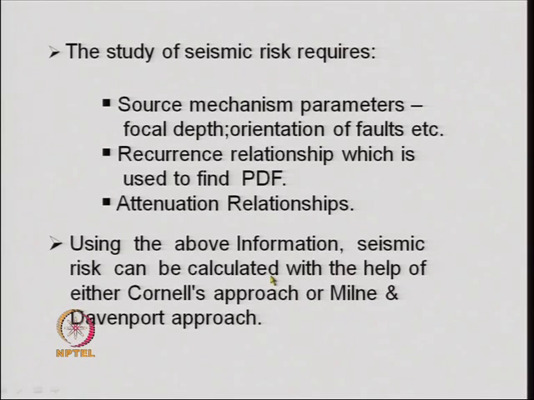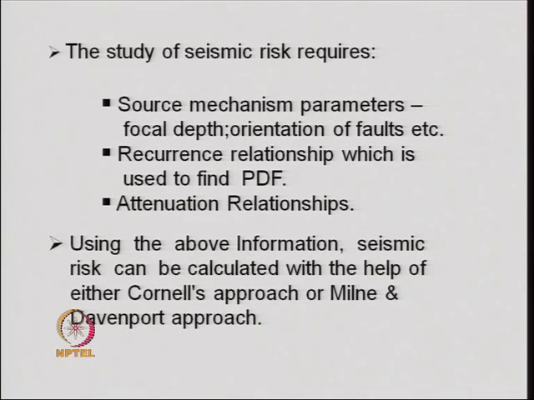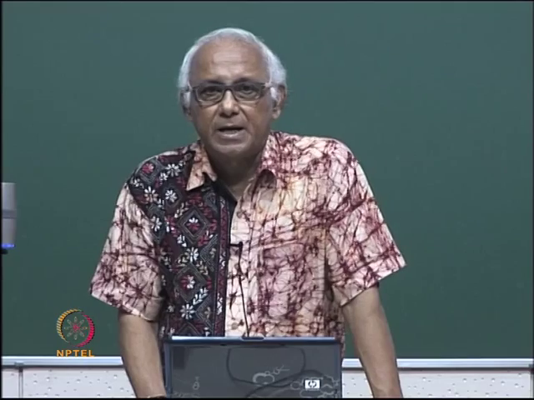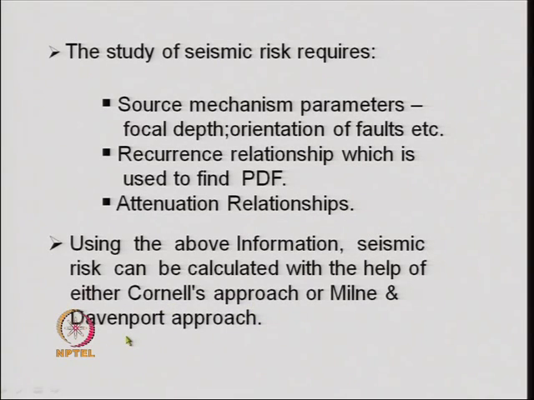The study of seismic risk requires source mechanism parameters, that is the focal depth, orientation of fault, etc. It also requires the recurrence relationship, which is used to find the probability density function of the magnitude of earthquake, that is what we have seen before, and the attenuation relationships. Again, we have used this attenuation relationship in connection with PSHA. Using this information, one can obtain the seismic risk either using a calculation like probabilistic seismic hazard calculation, or using Cornell's or Milne and Davenport's approach.